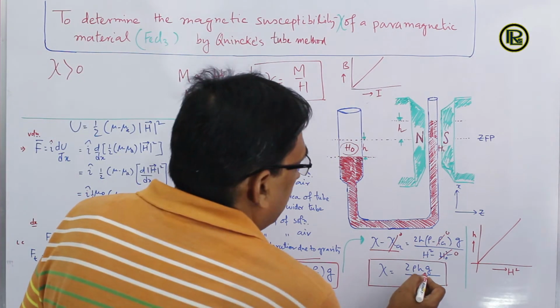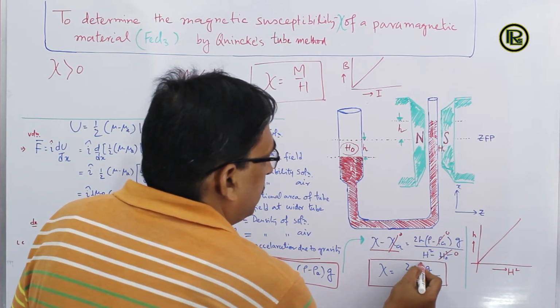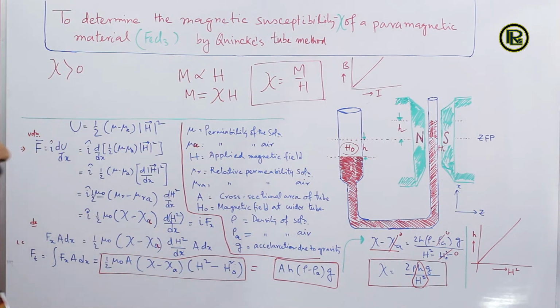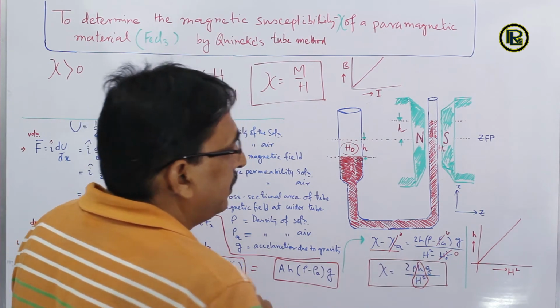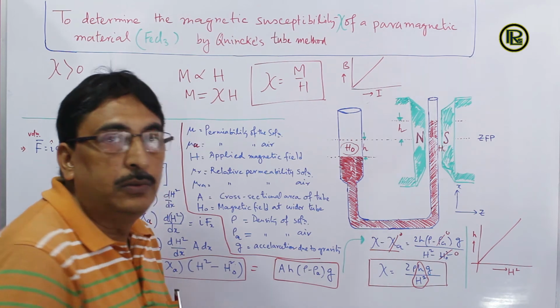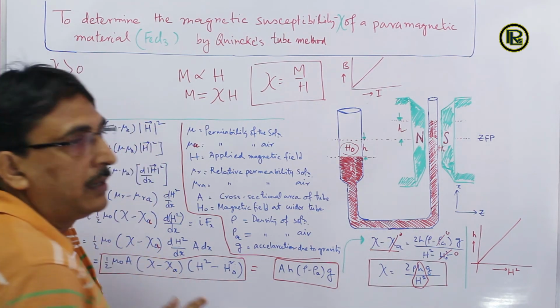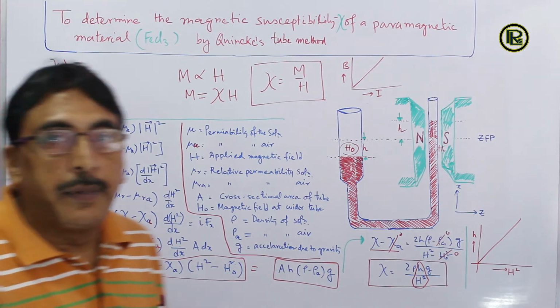So if we know the slope of this curve, then this h by h square can be obtained from the slope of the curve, and rho we know, g we know. Therefore we can determine the susceptibility chi of ferric chloride at room temperature.